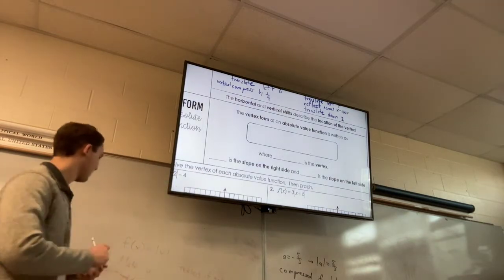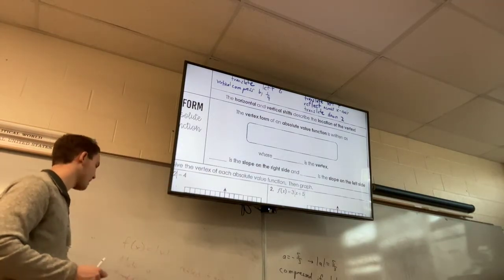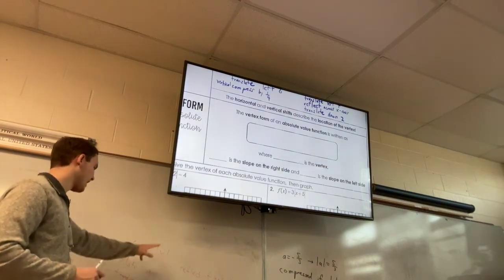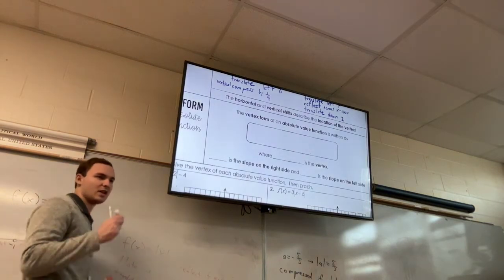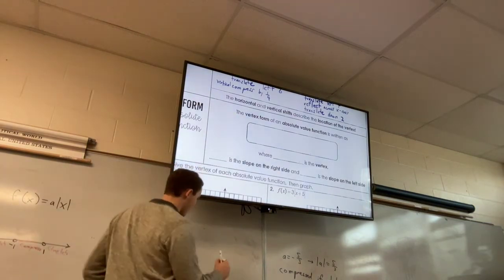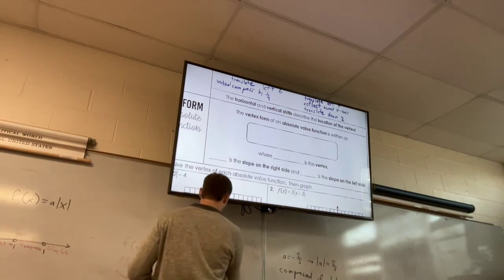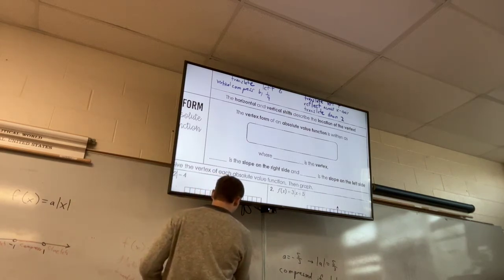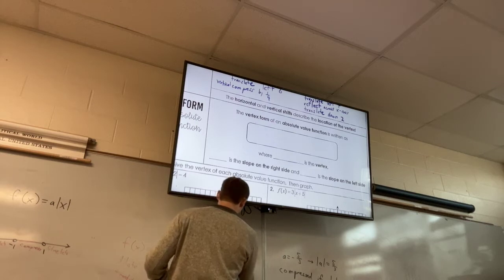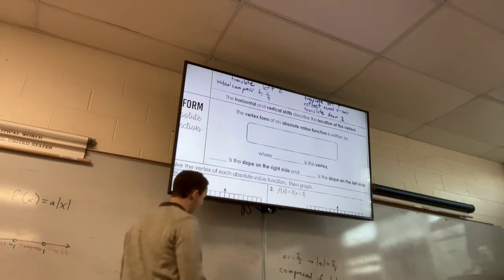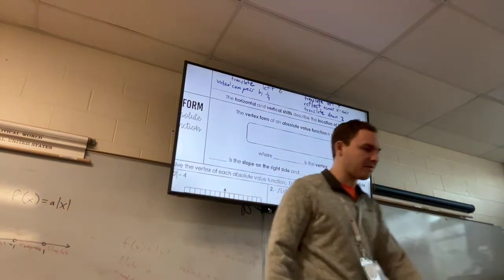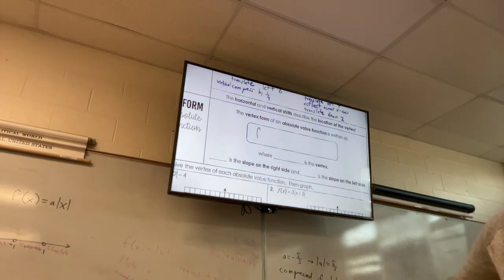So how would we write this transformation then? Anyone know how we would write that? We dilate by A, translate left/right by H, and up or down by K. So the equation of my new graph would be f of x equals A times the absolute value of x minus h, plus k. Every single absolute value function can be written in that form. That's the vertex form of an absolute value function: A times the absolute value of x minus h plus k.